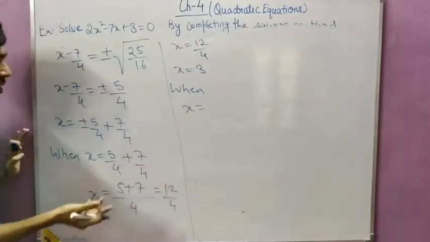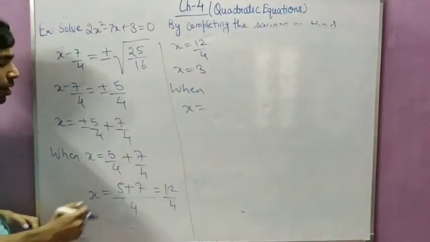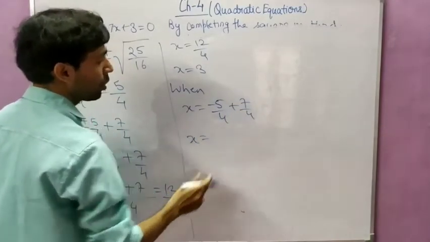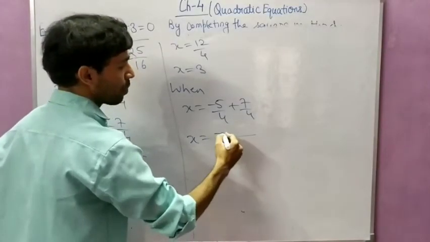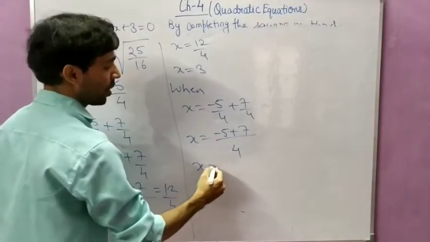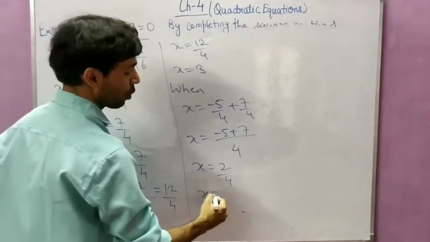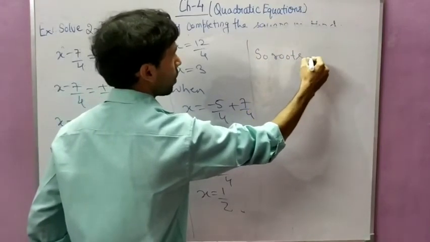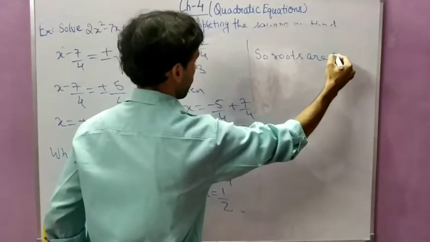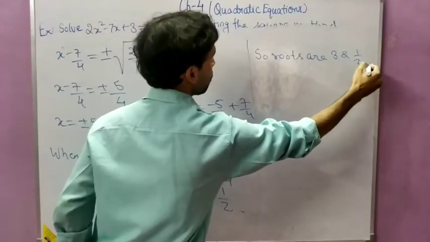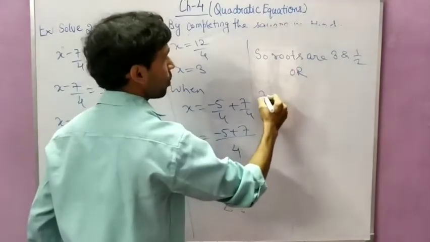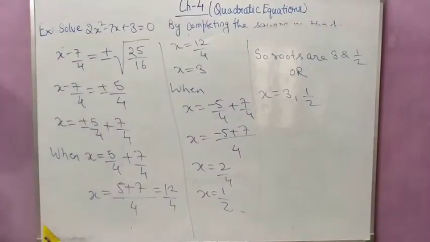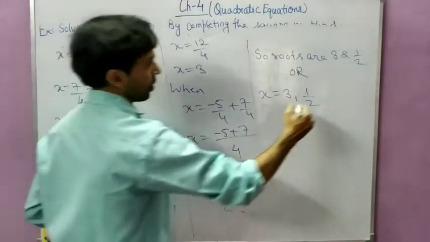Now we will take minus. First we have taken plus, then we take minus. So when x equals minus 5 by 4 plus 7 by 4, x will be equal to, LCM will be 4, and this is minus 5 plus 7. So x will be equal to 2 by 4, so x will be equal to 1 by 2. So roots are 3 and 1 by 2, or you can write like this also, x equal to 3 comma 1 by 2. Okay, so this is our answer.